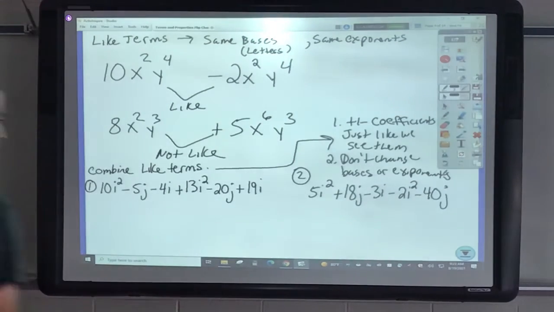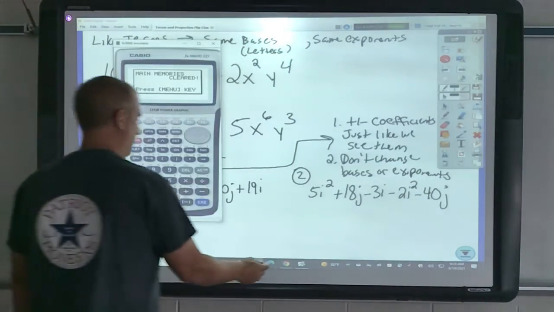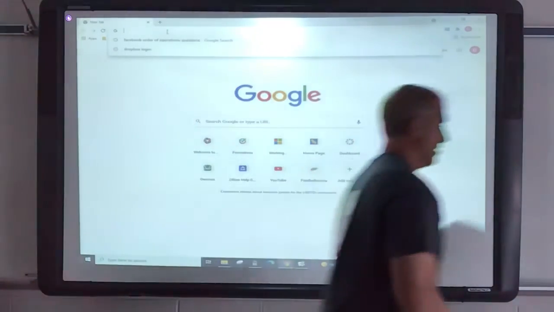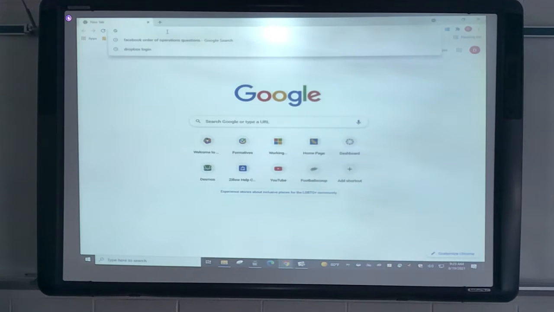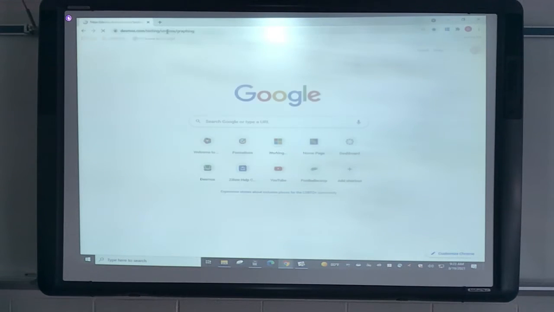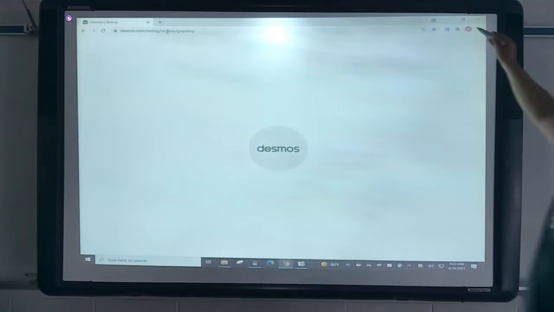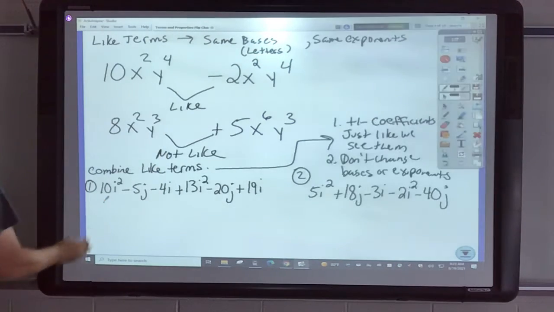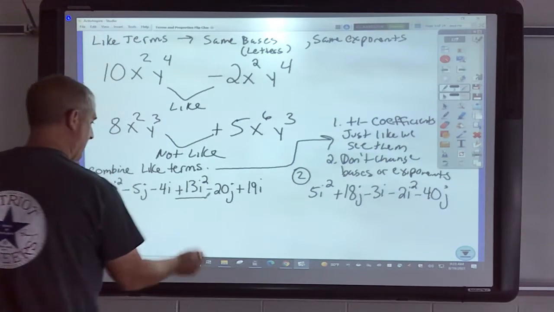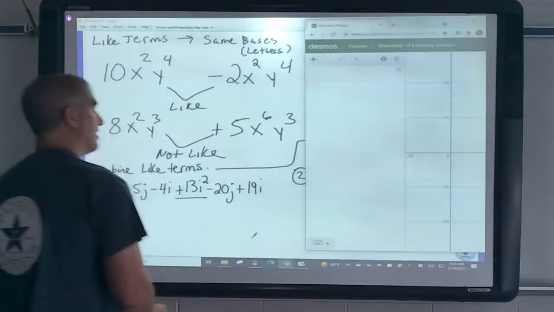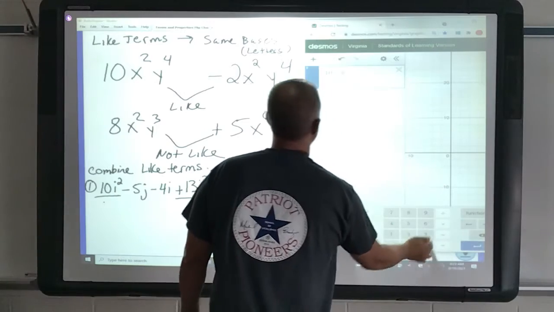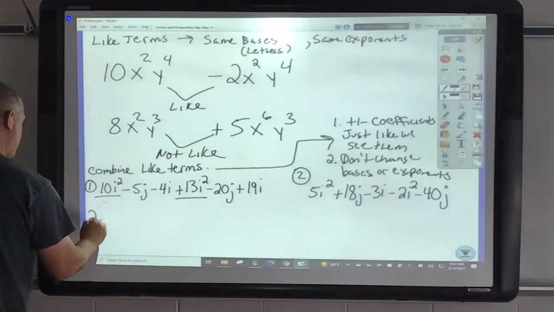Now, I could use Desmos. Okay, let's pull up Desmos here. So what I want to do is figure out the like terms. For 10i squared, I'm looking for another i squared. Here is 13i squared. So the way this goes into Desmos, real easy, is 10 plus 13. That gives me 23. So that's going to be 23i squared.